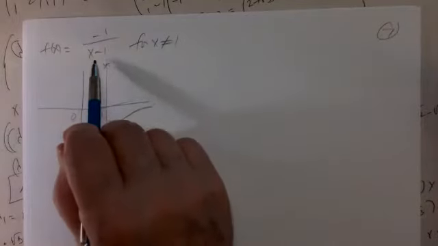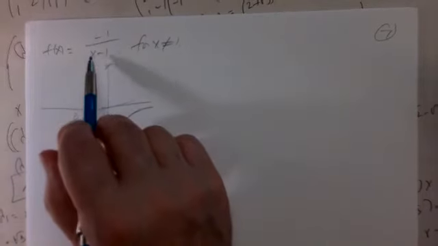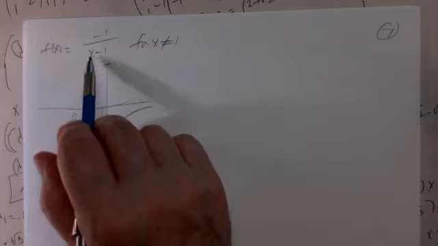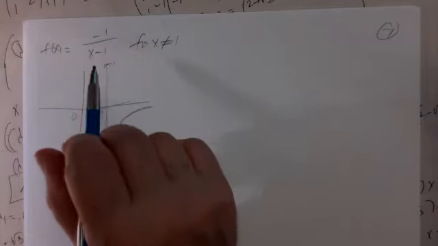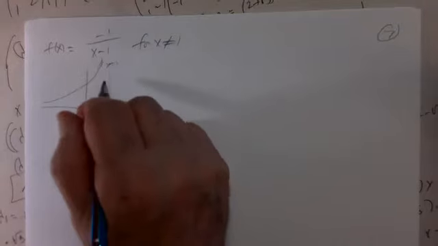And if x is less than 1, x minus 1 is negative, and negative over negative is positive. So this function is positive for x less than 1. And as you approach x equals 1, this goes to infinity.